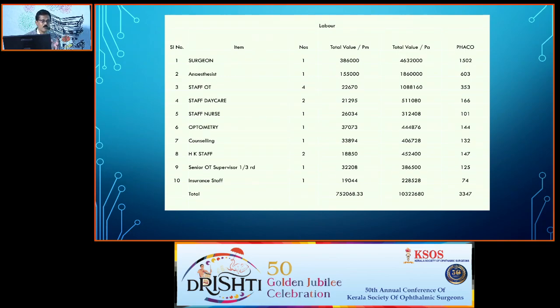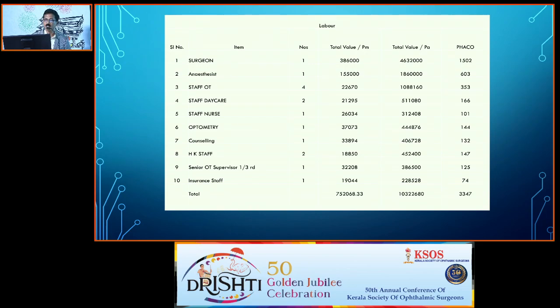Labor is the one which contributes maximum to your cost, because ours is a service industry. So we need to have a lot of staff to give a good experience to our patients, to see that there is not much waiting time, to see that each and every patient goes happy. So we need to really invest in the labor.